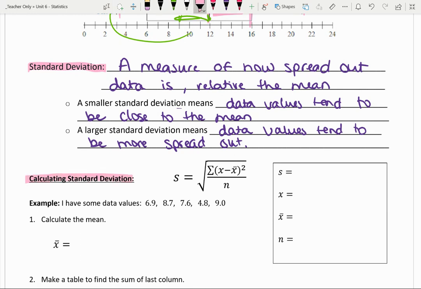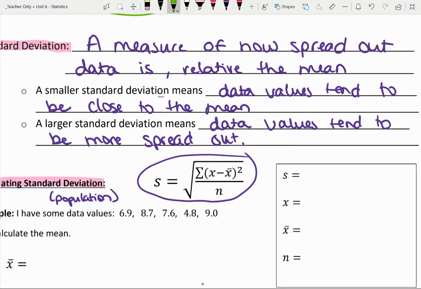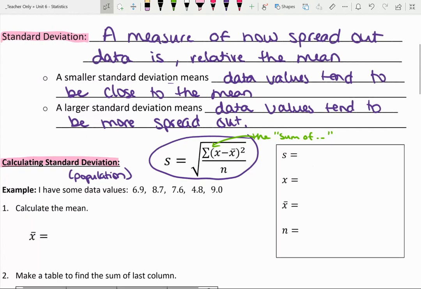And this is actually standard deviation for a population. We'll clarify that in the future, but for right now, we'll just keep in mind that this is standard deviation for a whole population. And so in order to do that, we've got this delightful formula right here. It says the standard deviation is equal to the square root of the sum, that symbol right there means the sum, of x minus x bar squared, all divided by n. So there's a lot going on there.